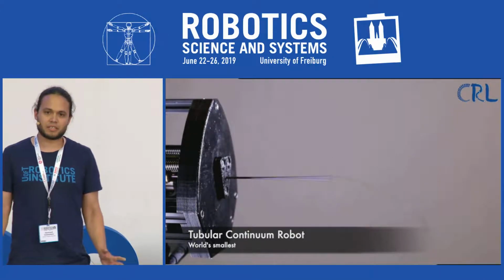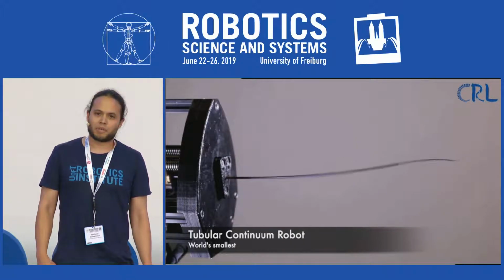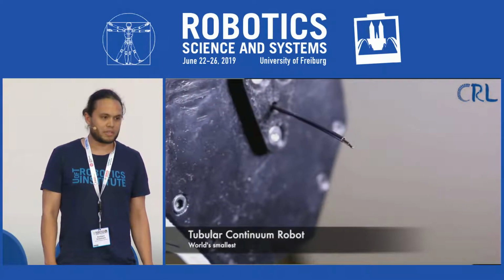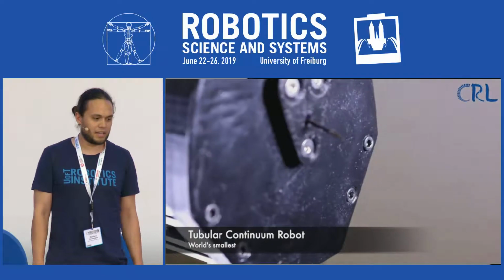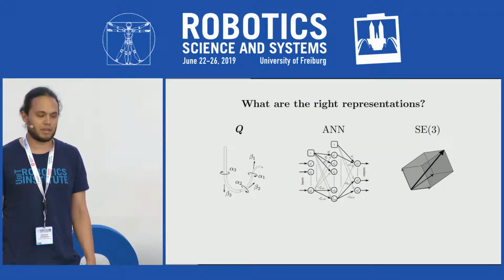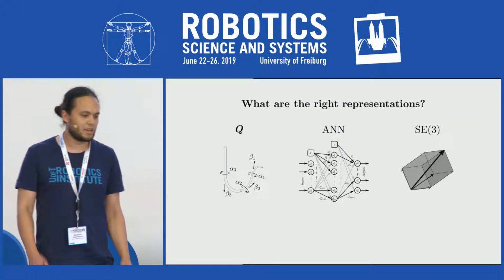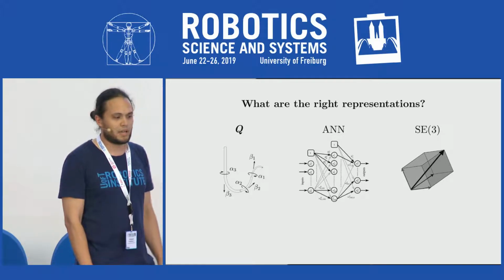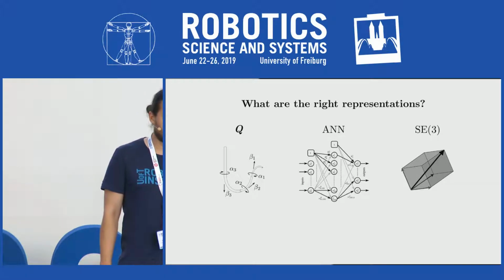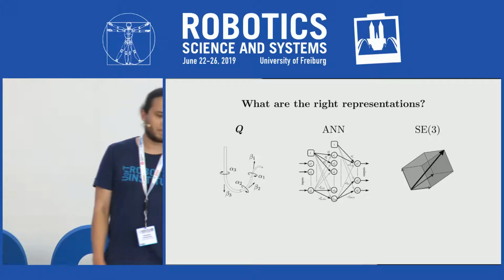As you can imagine from this video, the forward kinematics of such a robot is characterized by highly nonlinear behavior and interaction between the tubes. So our question is, what are the right or good representations for the artificial neural network?